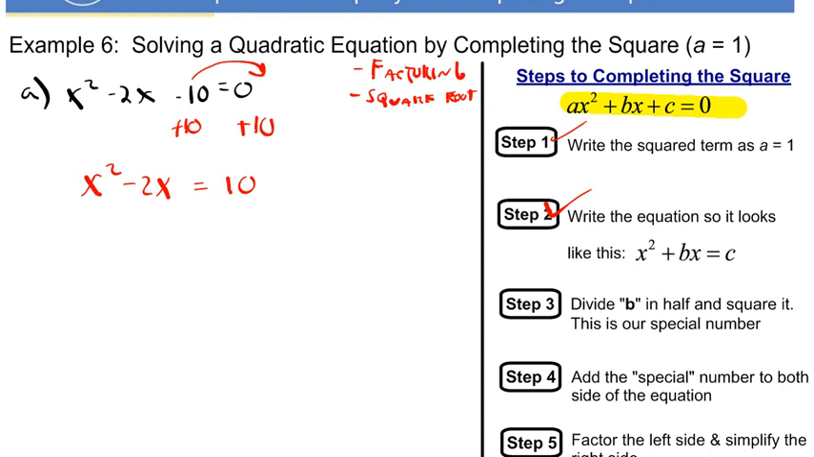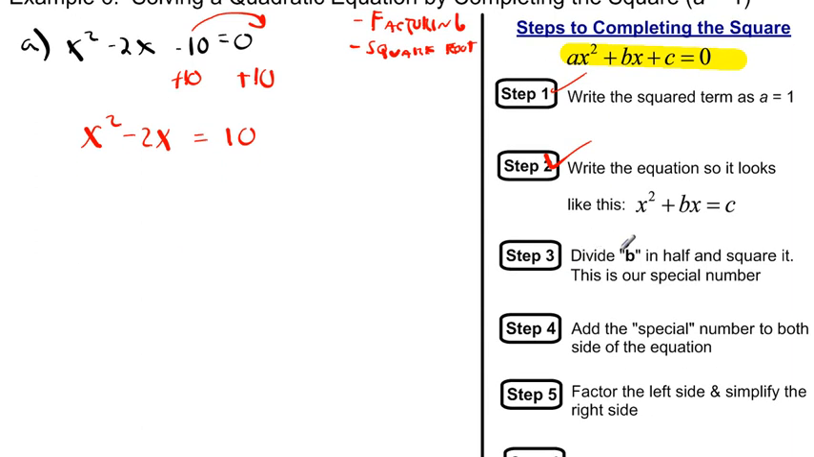Now here we go, step 3. We're going to divide b in half and square it. This is our special number. Let's see what the special number is. Let's take our b term. Remember, our b is the number that's next to x, so our b is -2. It says divide b in half, so that's the same thing as dividing by 2. So -2 divided by 2 is -1.